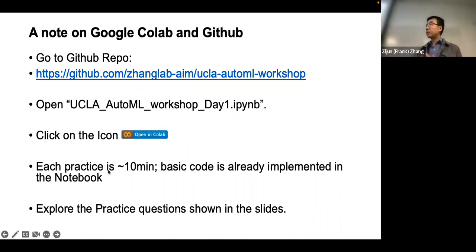It's actually very fast. It's designed to be very fast to run through the entire coding part, because we have limited time. Most of the time when people think about deep learning, you think about training for weeks or even months, but this is designed to be fast. And the basic coding implementation is already done. So the way it works is that at each break, I will put up the practice for that specific section. After running the basic coding part, you should try to code on your own to answer those practice questions. This will really help you get a deeper understanding of this particular section. This is what I mean by exploring the practice questions shown in the slides.